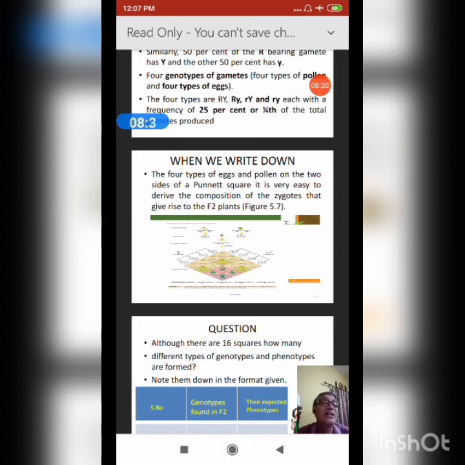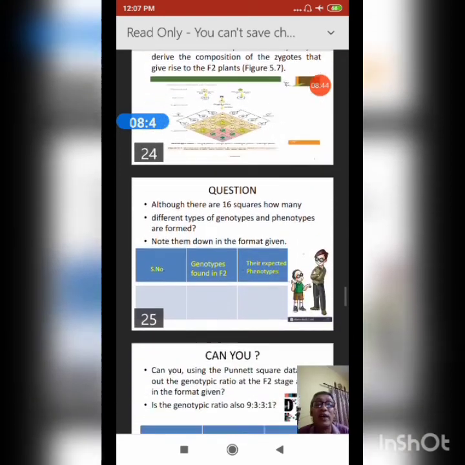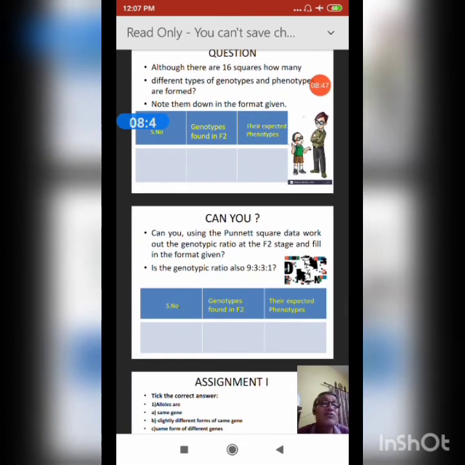So let us discuss a common question to check our understanding. Although there are 16 squares, how many different types of genotypes and phenotypes are formed? Note them down in the format given. You find out. And the next one: can you, using the Punnett square data, work out the genotypic ratio at the F2 stage? Fill in the format given. Is the genotypic ratio 9 is to 3 is to 3 is to 1?